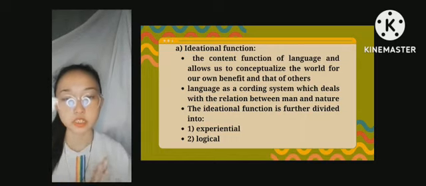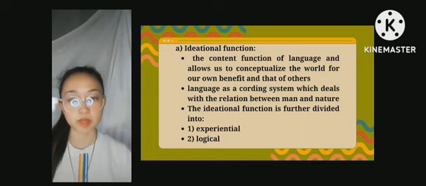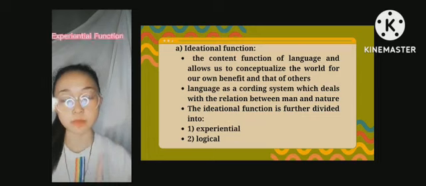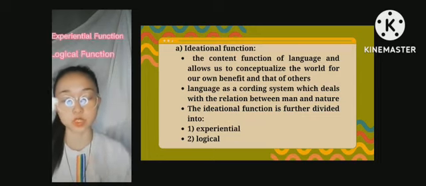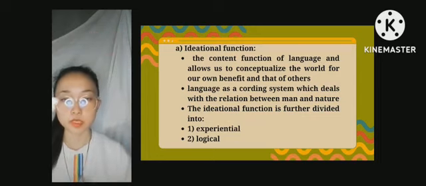So, the ideational function is further divided into two: 1. The experiential function and 2. The logical function. Let's proceed to the experiential function.